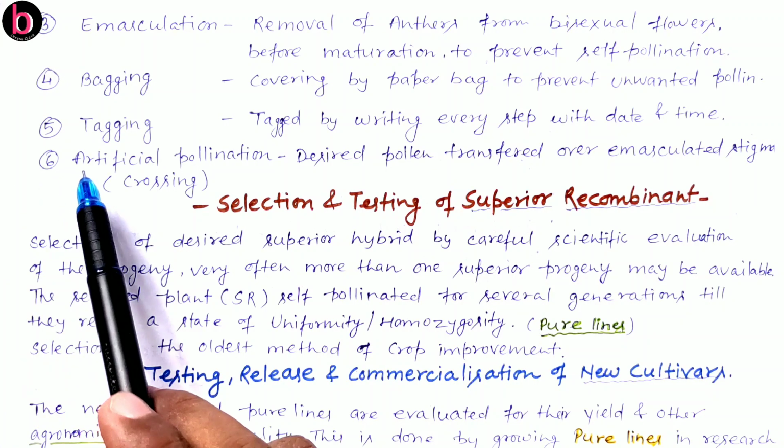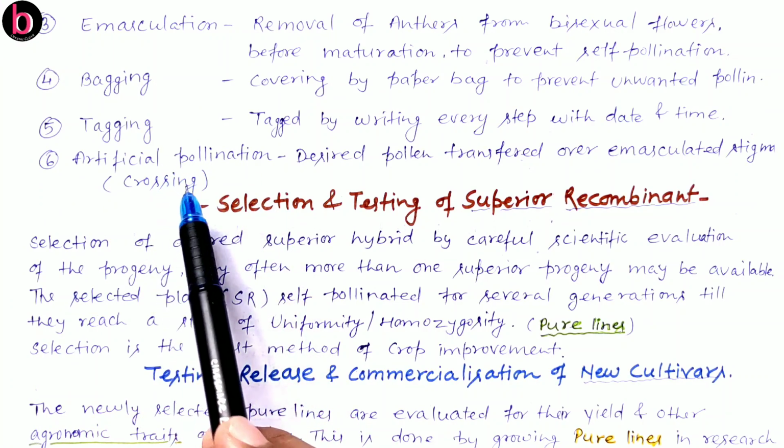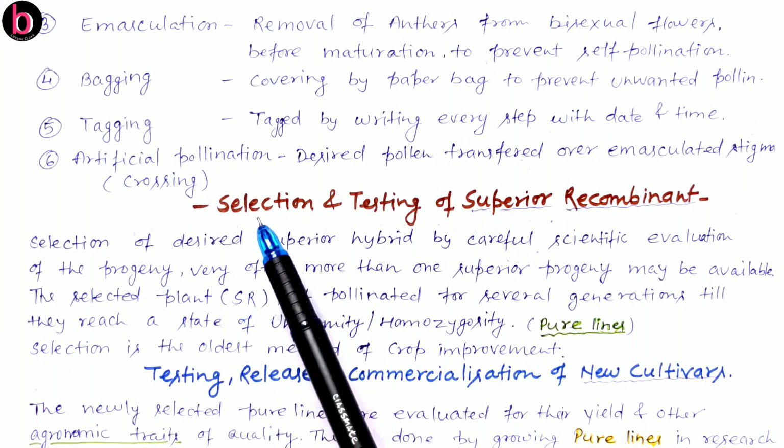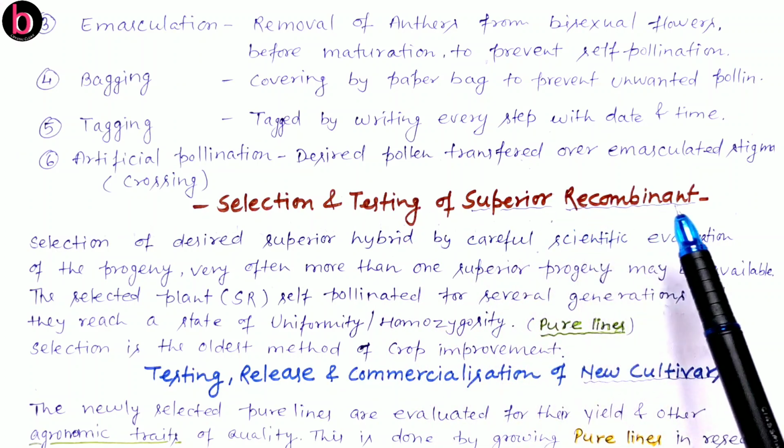And finally, the last is artificial pollination, that is crossing. Now we have to transfer desired pollen grains onto the matured desired stigma of the emasculated flower. By this there will be pollination that may successfully proceed up to fertilization, and then we have seed. That seed is further cultivated and the next step of plant breeding will continue. So the fourth step of plant breeding is selection and testing of superior recombinants.